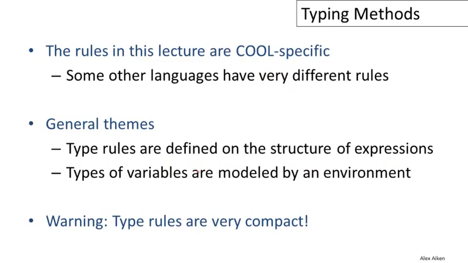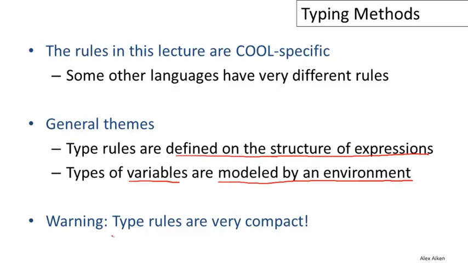The rules that I've given you for type checking here are Cool specific, and some other languages have very different rules. But there are some general themes of type checking. First of all, type rules are defined on the structure of expressions. So they're typically done in this inductive fashion, where the type of an expression depends on the types of its sub-expressions. And also the types of variables, and more generally any free names in an expression, things like method names, are going to be modeled by an environment. So we're going to have some mapping sitting around that tells us for any kind of free name in an expression what assumptions the type rules should make about the types of those names.